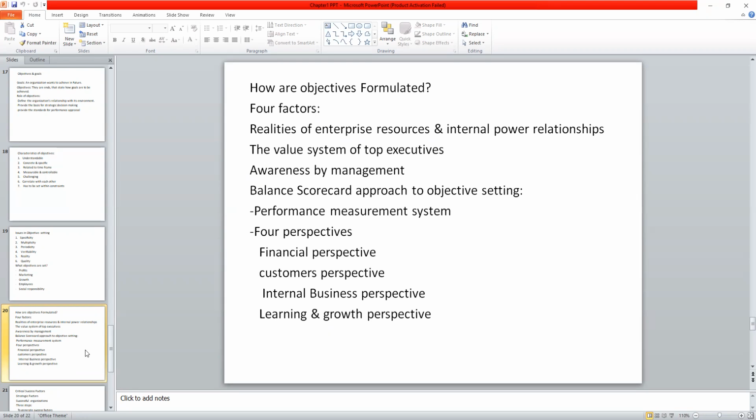The learning and growth perspective. Now, this perspective focuses on the ability of the organization to manage its businesses and adapt to change. That means if there is something new, like here you can take the example of the pandemic, where many of the companies had to remold their strategies.